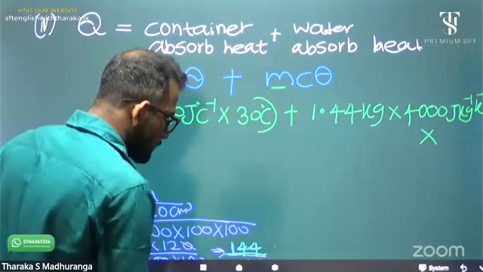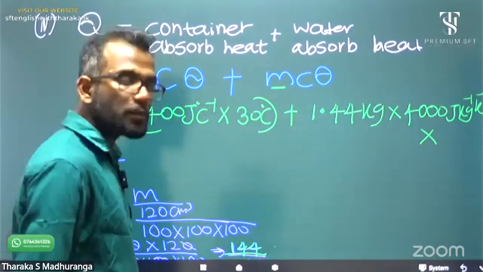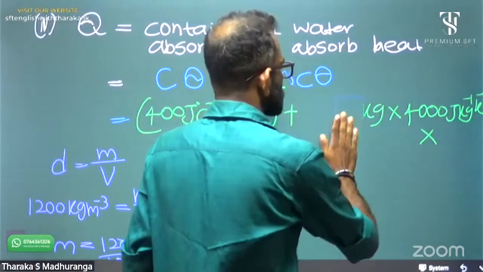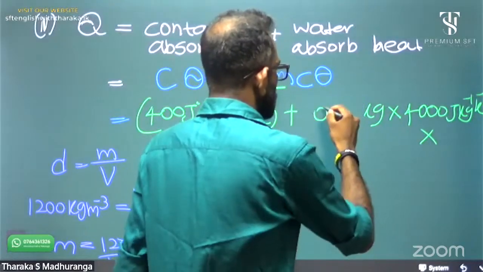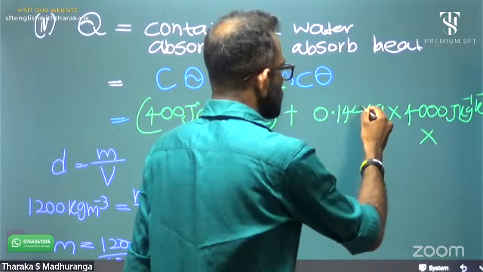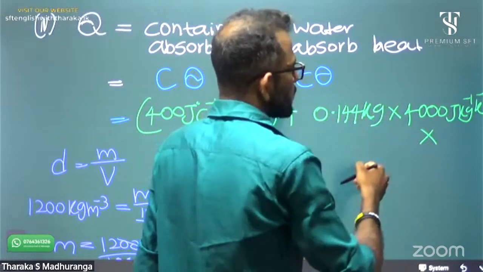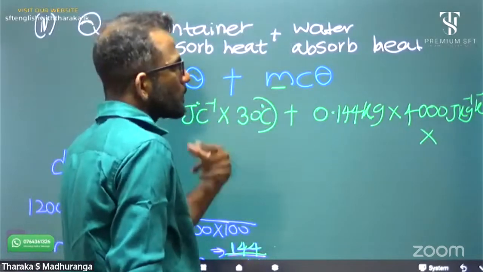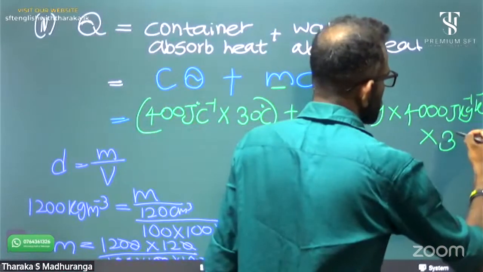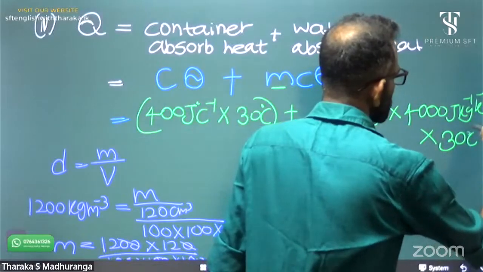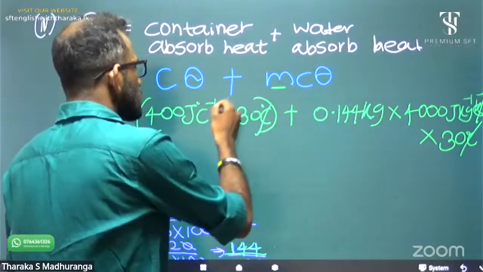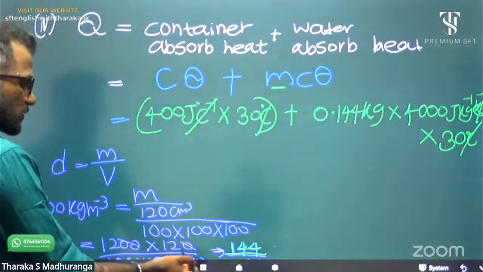144 divided by 1000, then 0.144 kilogram, into 4000, into the temperature difference 30 Celsius. Celsius to Celsius cancel out.